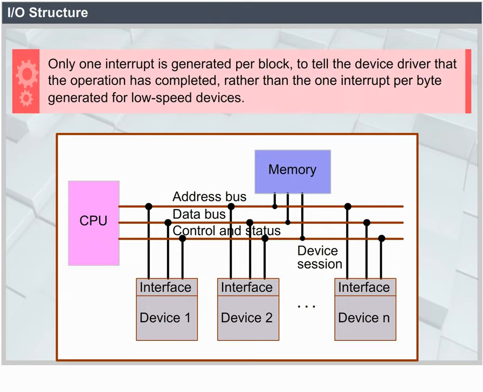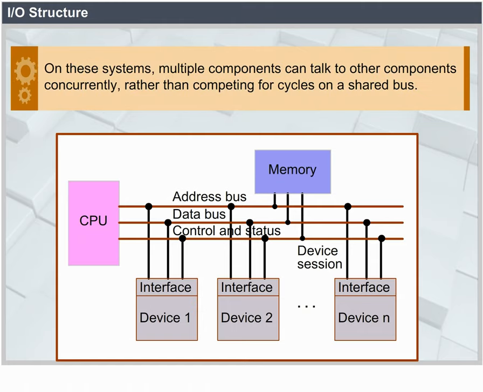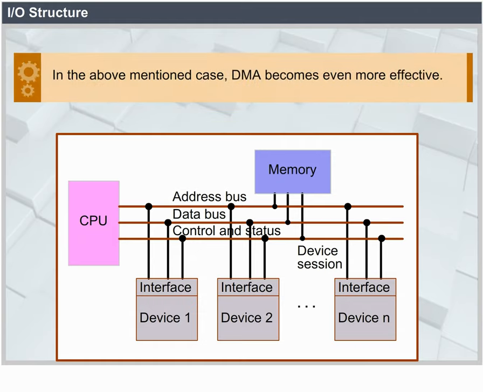Only one interrupt is generated per block to tell the device driver that the operation has completed, rather than the one interrupt per byte generated for low-speed devices. While the device controller is performing these operations, the CPU is available to accomplish other work. Some high-end systems use switch rather than bus architecture. On these systems, multiple components can talk to other components concurrently rather than competing for cycles on a shared bus. In this case, DMA is even more effective.